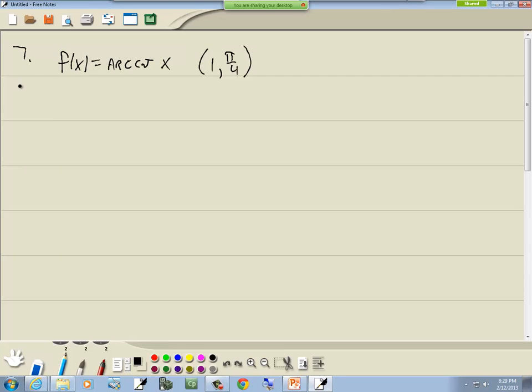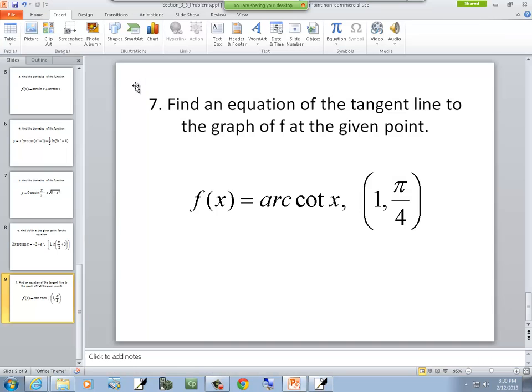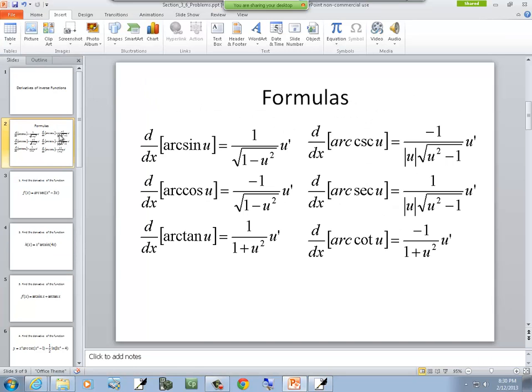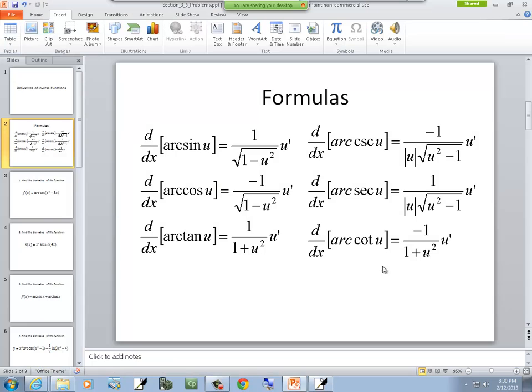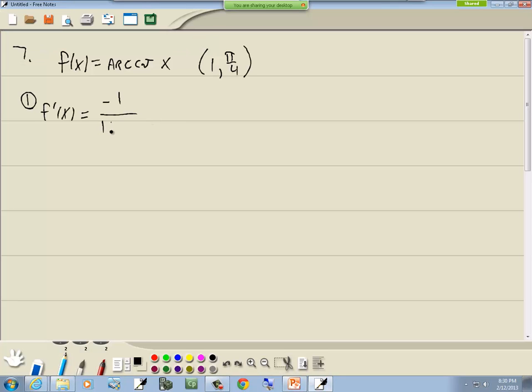Well, our first step is to find the derivative. So f prime, the derivative of arc cotangent, and if we come back to look at our sheet, arc cotangent is right over here. It's negative 1 over 1 plus x squared. Now notice we just have a single x here, so all we do is replace the u with x. We don't have to do the u prime. Because if you think about it, if this was u, the derivative of x is 1 anyway, so it would drop away.